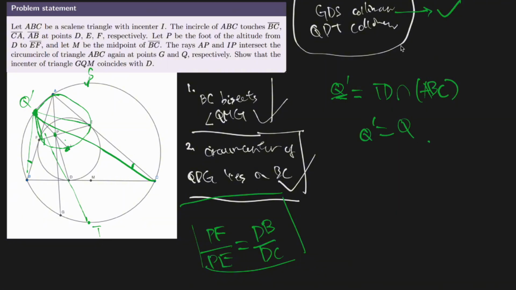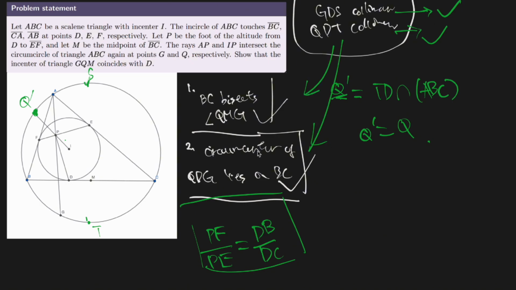So, now we have shown both of our original claims, one that GDS is collinear, and one that QDT is collinear. And we have also shown before that these two successfully imply these two conditions, which successfully implies that D is the incenter. And we are done with the problem.